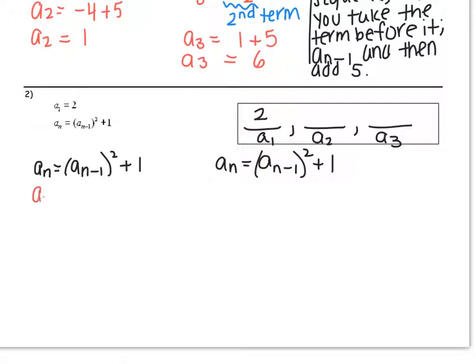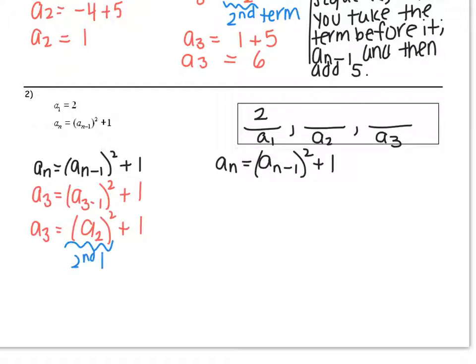So if I want to find a sub 3, I'm going to plug in n is 3 everywhere I see an n. So I have a sub 3 minus 1 squared plus 1. A sub 3 is equal to a sub 2 squared plus 1. Now remember, a sub 2 is the second term. So what I'm actually doing is I'm squaring the second term and then adding 1. So I think I'm a little too ahead of myself. I probably should have found a sub 2 first, because I don't have a second term.